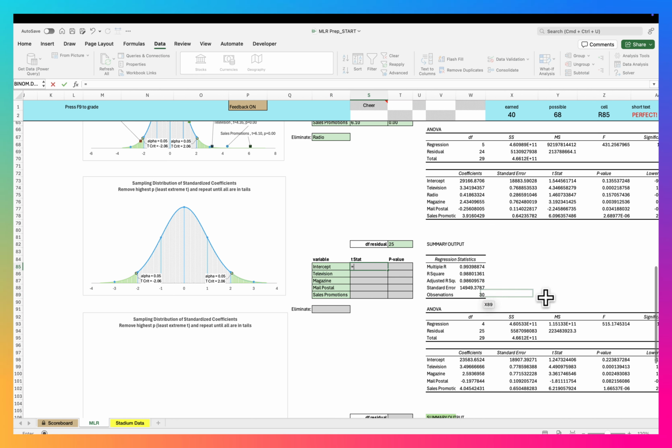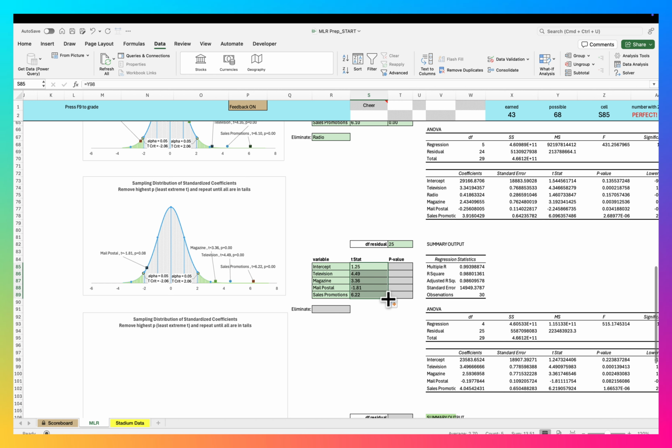And the t-stats are here. And the p-values are here. Right? So you can actually see this is exactly what I was afraid of. The intercept has the highest value, but we can't eliminate the intercept. So we got to get the next one that's not the intercept or the highest value, which is mail postal. And you should be able to see it over here. In fact, you can see it is just outside of the green area, right? And the p-value is 0.08. 0.08 is higher than 0.05. That's why it's not significant. So mail postal drops out.